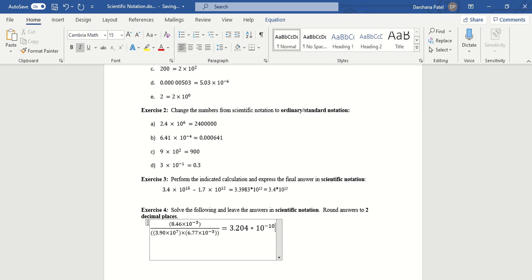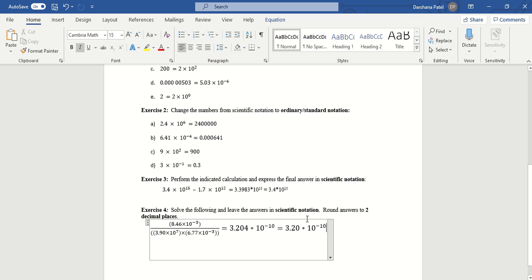However, again, rounding rules: this has 3 significant digits, this has 3 significant digits, this has 3 significant digits. Why do I look at significant digits? Because we are multiplying and dividing. So the answer should have 3 significant digits. This number in 3 significant digits will be 3.20 times 10 to the power of negative 10. Now for this particular question, we were asked to round to 2 decimals.